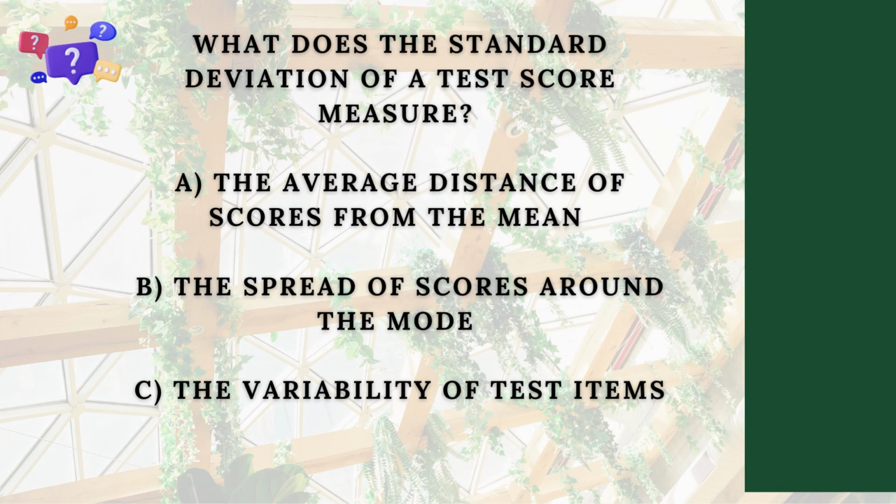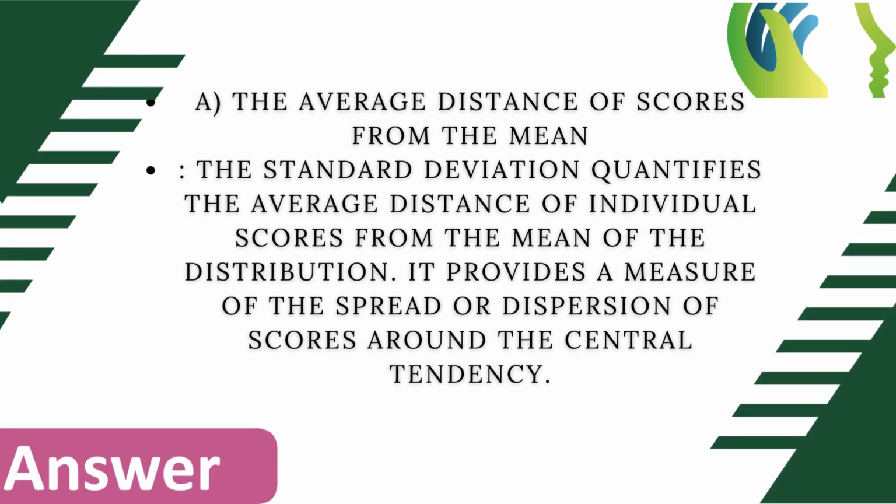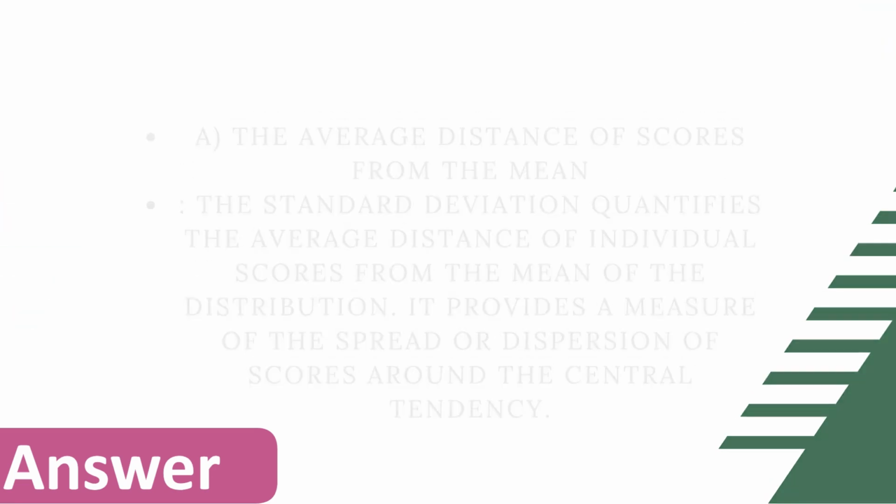What does the standard deviation of a test score measure? A. The average distance of scores from the mean. B. The spread of scores around the mode. C. The variability of test items. A. The average distance of scores from the mean. The standard deviation quantifies the average distance of individual scores from the mean of the distribution. It provides a measure of the spread or dispersion of scores around the central tendency.